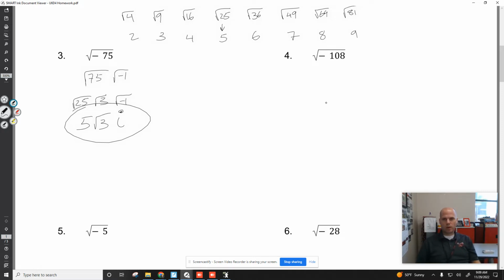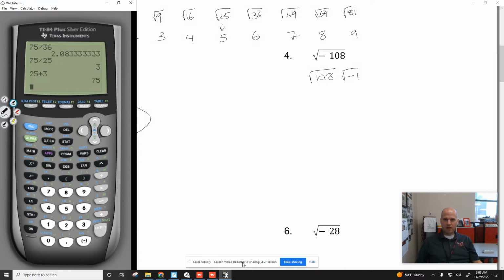Okay? Square root 108. Again, we'll start by just writing it as root 108 root negative 1. Let's try to divide 108 by some perfect squares. 81. I should have checked, is 108 a perfect square? No. Okay. Start dividing. 81 doesn't work. And I'm not doing the root, I'm taking the actual number. 64 doesn't work. 49 doesn't work.